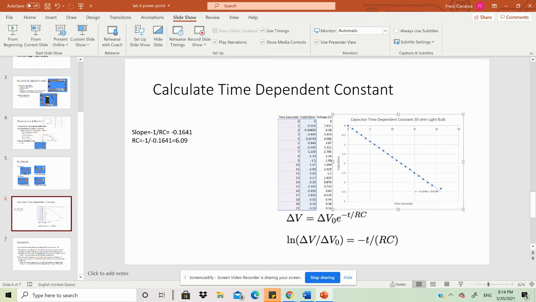To determine the time dependence of a capacitor in a loop with a 30 ohm light bulb, the voltage of the capacitor for each second over a 20-second interval is recorded. As is shown by the first equation, the voltage difference decreases exponentially with time.